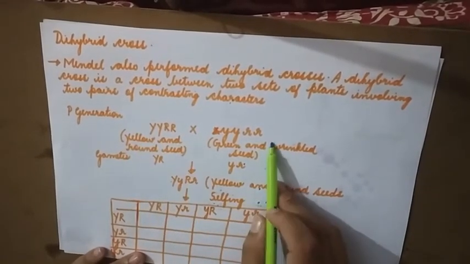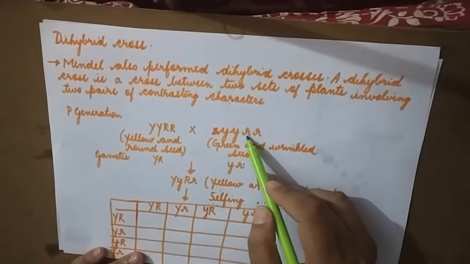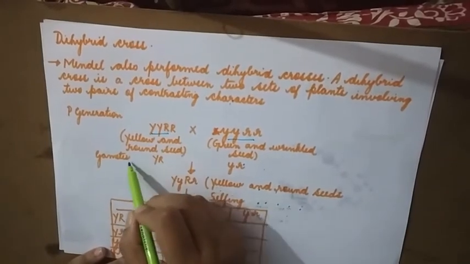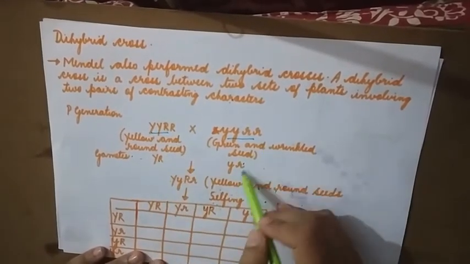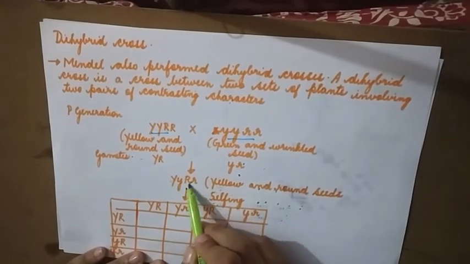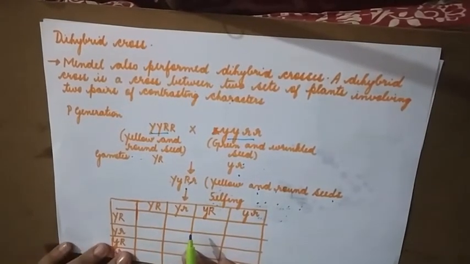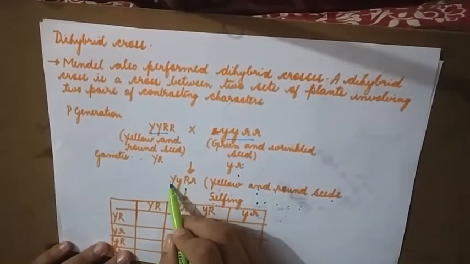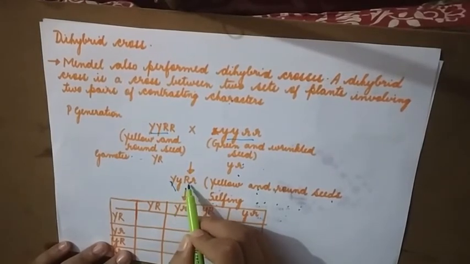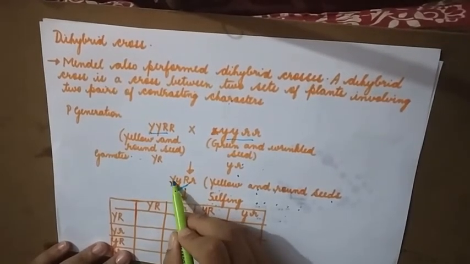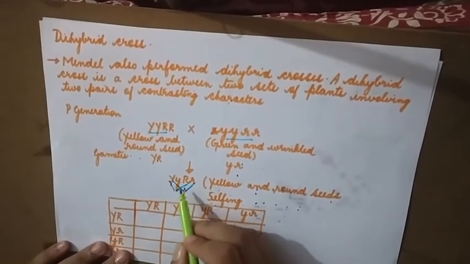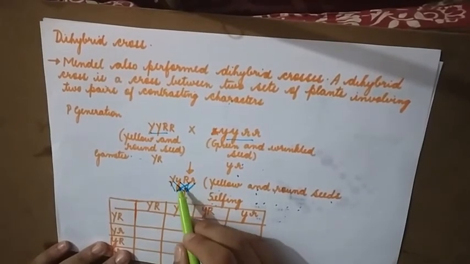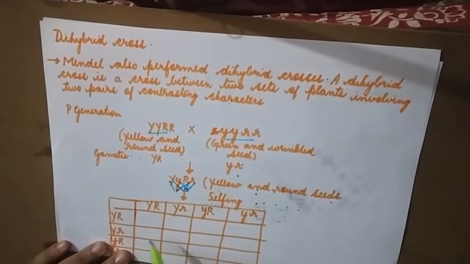Now this is the parental generation. We have selfed and obtained a pure line. That's why it is all in the homozygous state. And these are the gametes. These are the possible gametes, and these gametes fuse to give rise to yellow and round seeds. Now, what are the possible genetic combinations? Capital Y and capital R is one combination, capital Y and small r another, small y and capital R another, then small y and small r one combination.